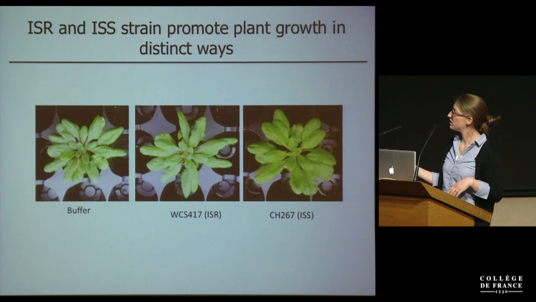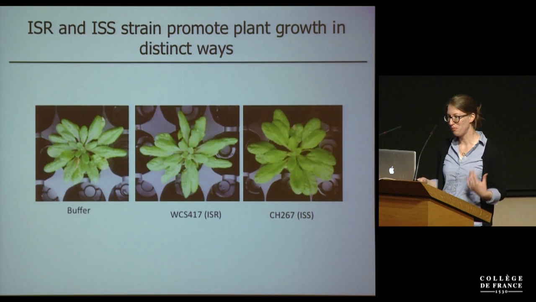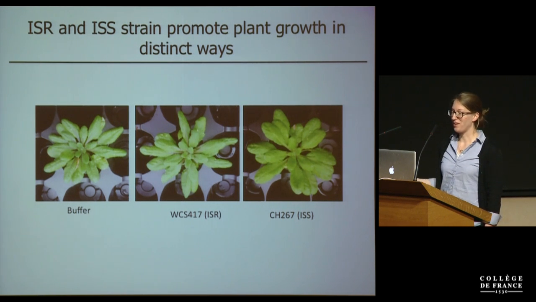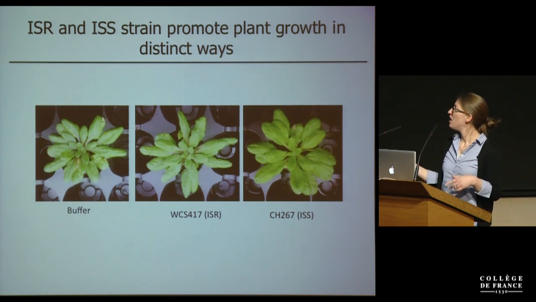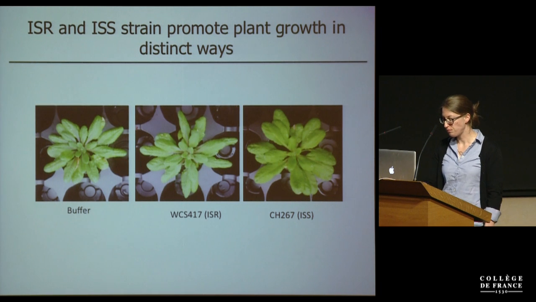These ISR strains, it's hard to see here, but they actually make the leaves a little darker. They look a little more like leafy green kale, and Arabidopsis is related to kale. So I started thinking maybe they're changing, not just making the plants bigger, but changing the nutrient composition.